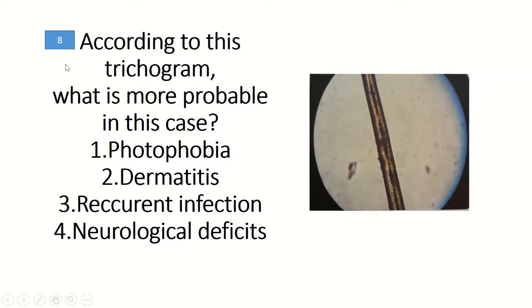Question 8. According to this trichogram, what is the most probable diagnosis in this case? Photophobia, dermatitis, recurrent infection, neurological deficits. By looking at this figure, you can see clumps of melanin distributed irregularly and large. As indicated before, this is in favor of Griscelli syndrome. So the correct answer is 4.